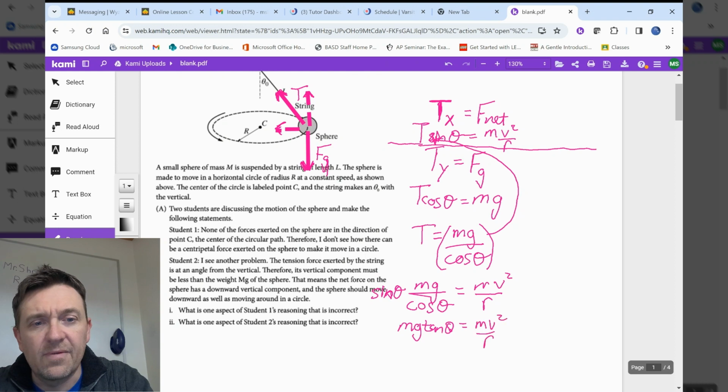Notice that the physics of the problem was done a while ago. This is all just algebra. Multiply by r and square root. So v is equal to the square root of g times r times the tangent of the angle.